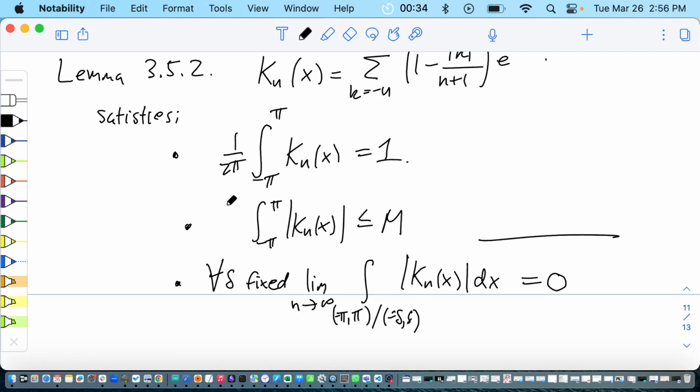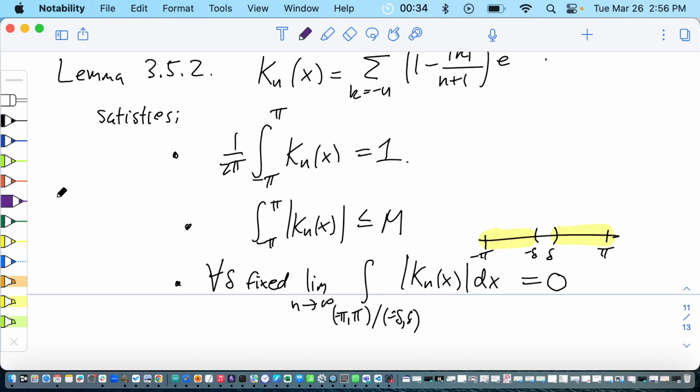And maybe I'll draw the number line here. So here's minus pi to pi, and you're saying integrate everything except for from minus delta to delta. That is where all the action is happening. The function is getting really super huge in minus delta to delta, and outside of minus delta to delta, it is kind of vanishing, going away to 0. So those are the three things we're going to prove.